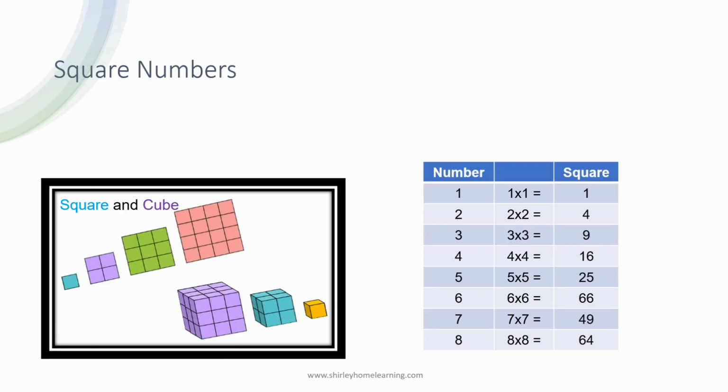So the first thing we are going to be concentrating on is the square numbers. So remember, a square number is when you multiply an integer by itself. For example, 1 times 1, or 2 times 2, 3 times 3, and so on. So if you look at the picture, here you can see what is a square.